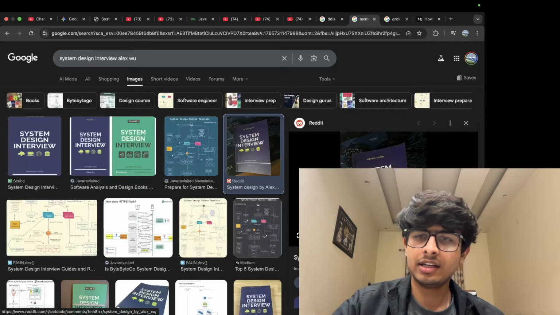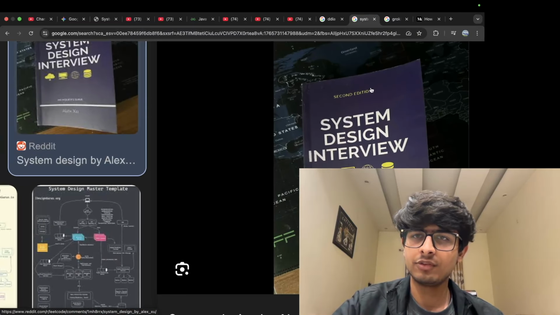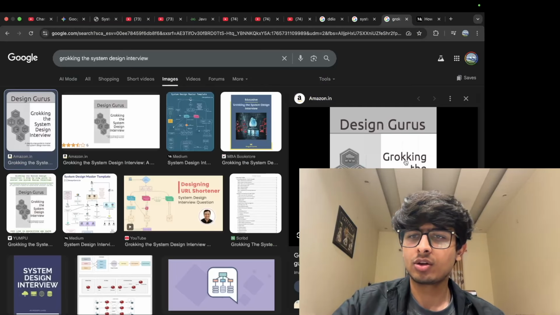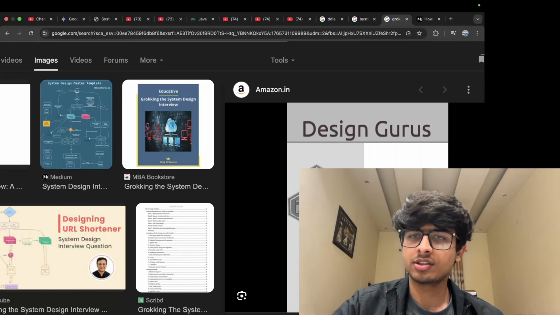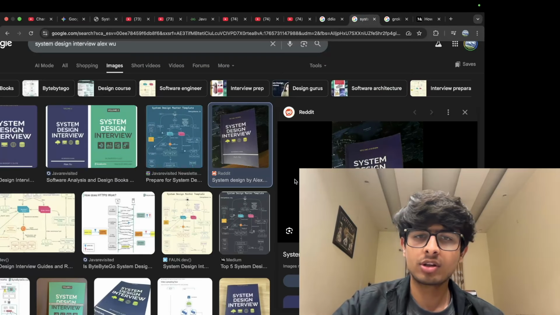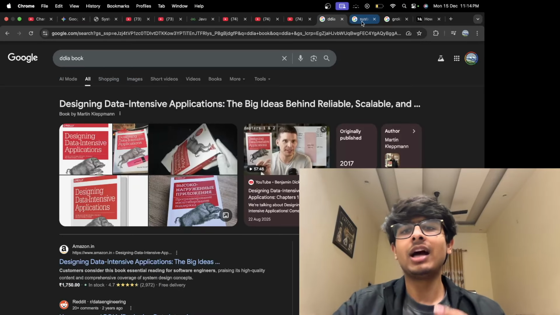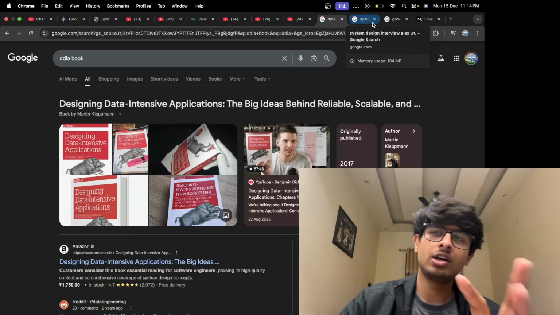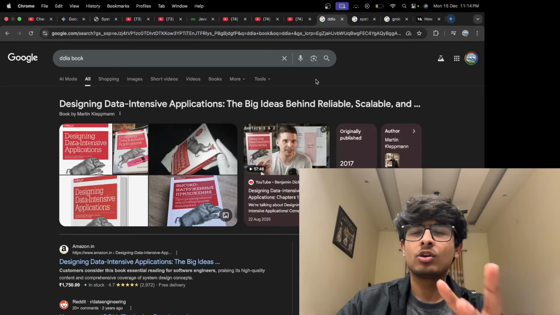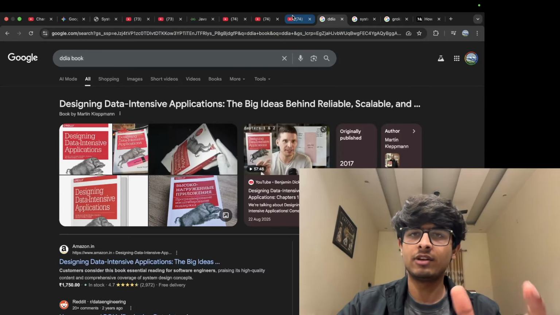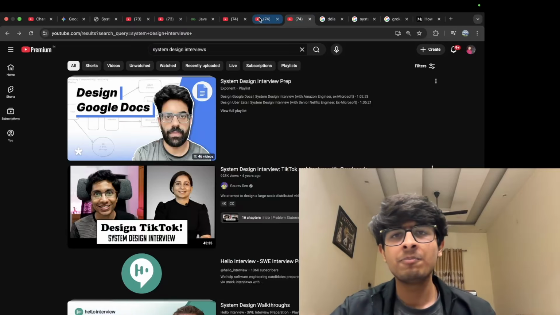This is a very goated book, System Design Interview. This is also a very good book, Grokking the System Design Interview. These are the two books. This is volume 1 and volume 2. You can download these books for yourselves from LibGen. Library Genesis is a website where you can download almost any book.